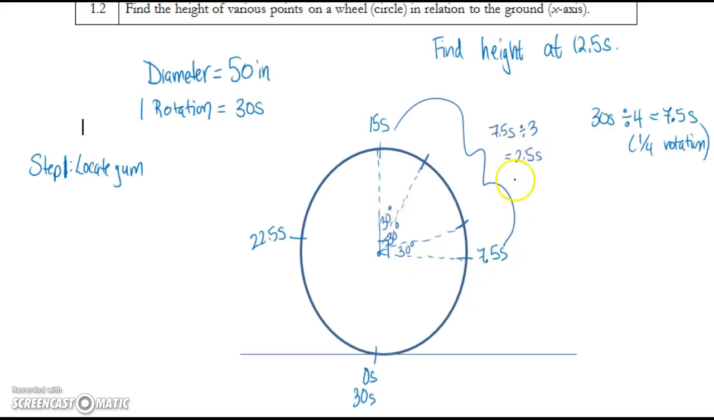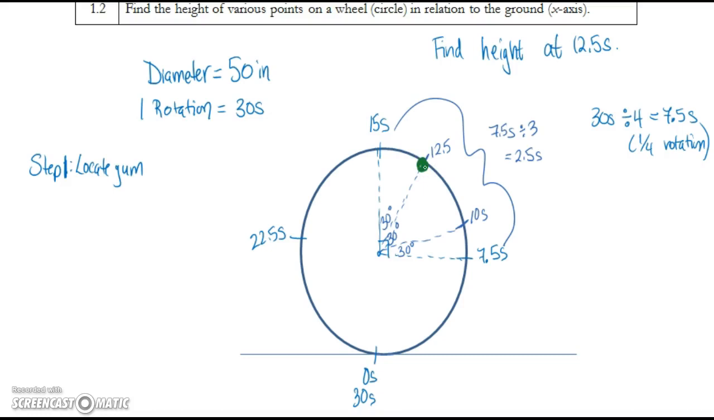Now let's count by 2.5 seconds. So from 7.5 seconds, if we add 2.5, we're now at 10 seconds. If we add 2.5 again, we're now at 12.5 seconds. And if we add 2.5 again, now we're at 15 seconds. So it seems like here is our gum.